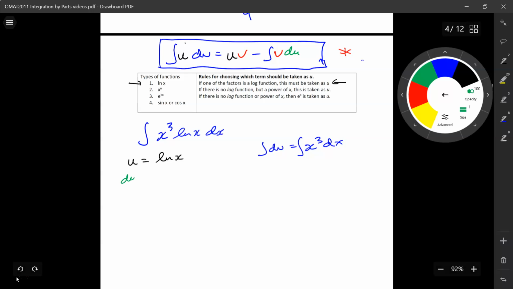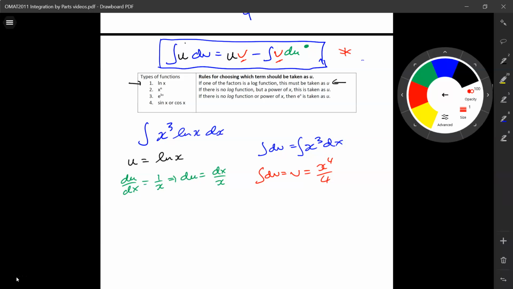We differentiate this side over here, so du dx is equal to 1 over x. So that implies du, which we need for our formula up above, is equal to dx over x. We also need v up here, here, and here. So to get v, we integrate dv, which is equal to v, and we get that by integrating the term here, which is x cubed dx. So that gives us x to the 4 over 4. So now we have the values we need to plug into our formula.